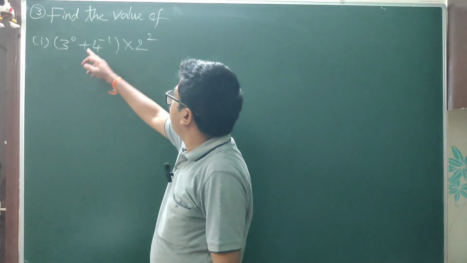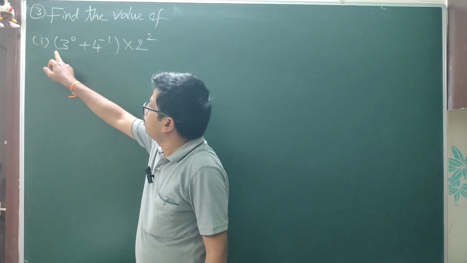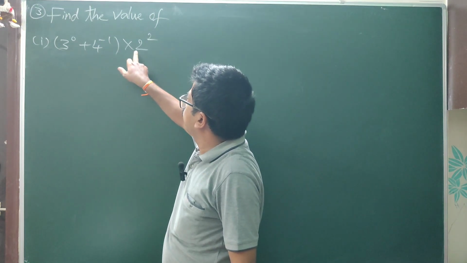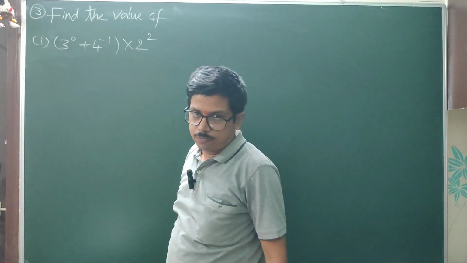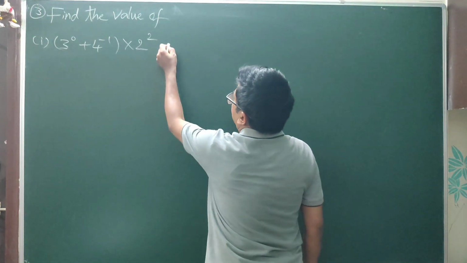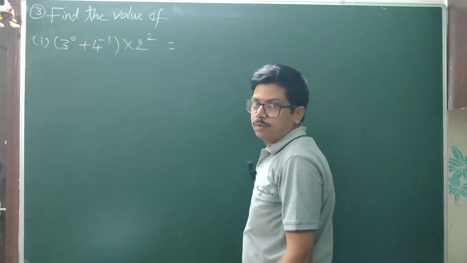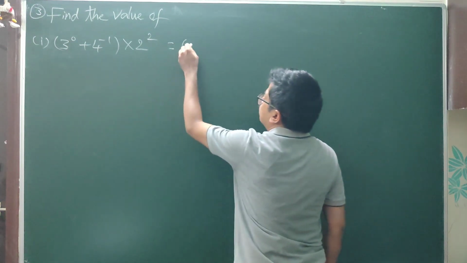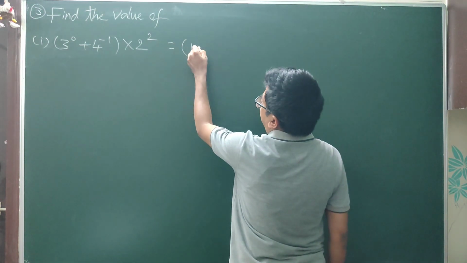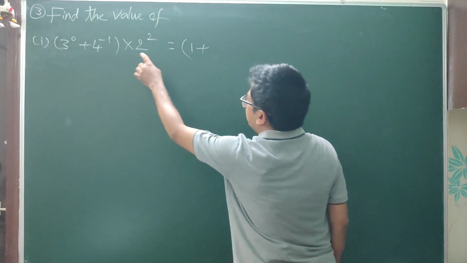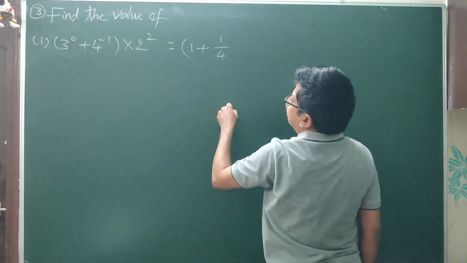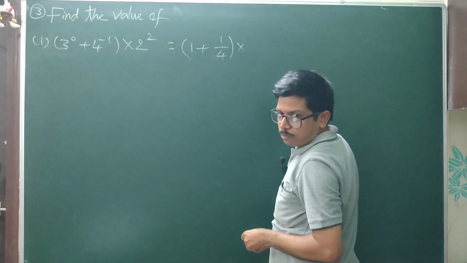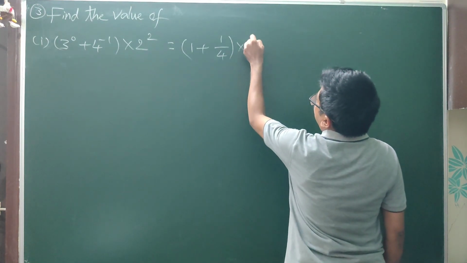Now third Roman, find the value of, in that first one, whole of 3 power 0 plus 4 power minus 1 into 2 square equal to. Anything power 0 equal to 1, plus 4 power minus 1 means 1 by 4, into 2 square.